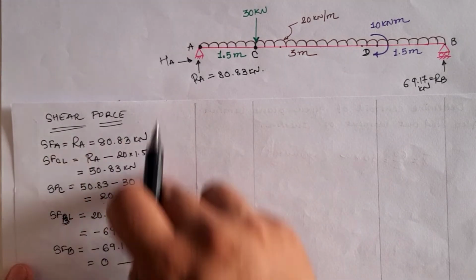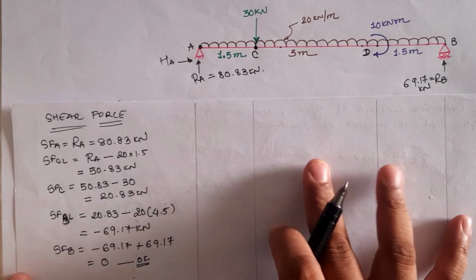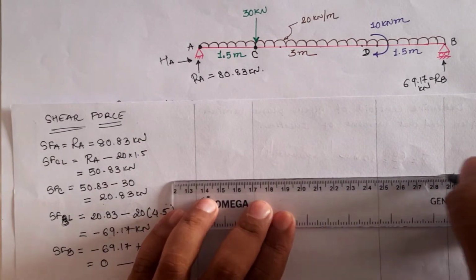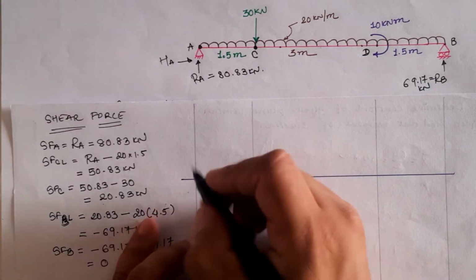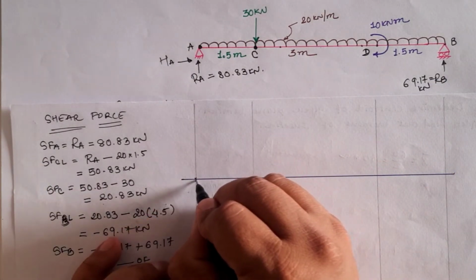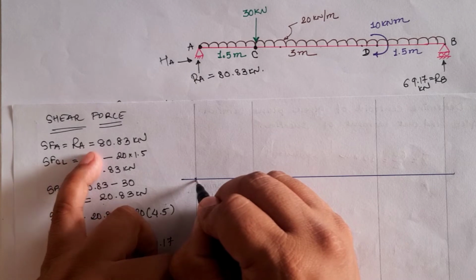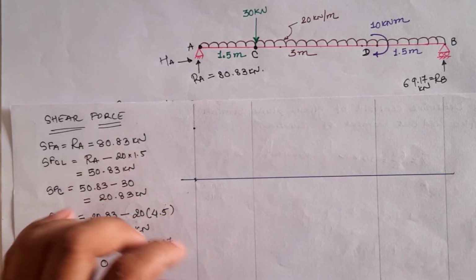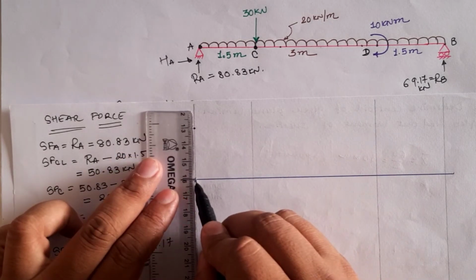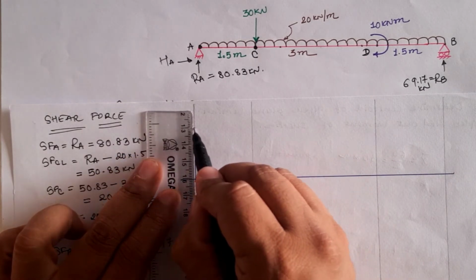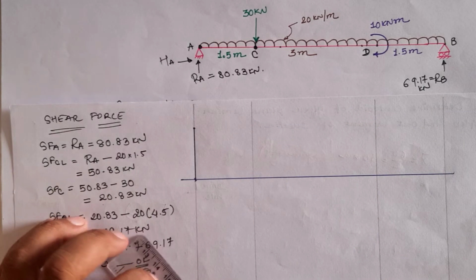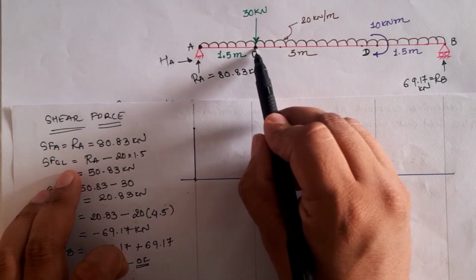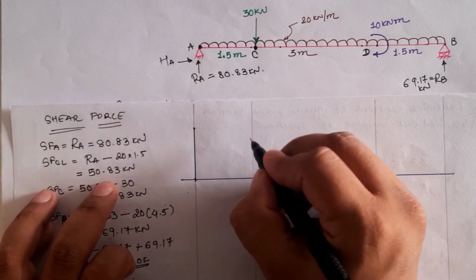Now considering these values, if we construct the shear force diagram, then first we take the reference axis. Now at location A our value is 0. Now exactly at location A, upward 80.83. So due to the point load, the diagram is an upward straight line. Now from A to C, just before point C, our value is 50.83.